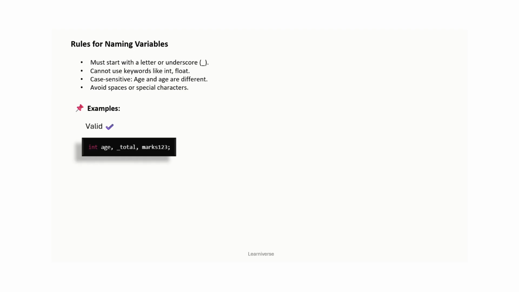And also let's understand the rules for naming variables. What are the rules that are there as part of the C standard? When naming variables, always start with a letter or an underscore. Avoid keywords like int or float. Be case sensitive, and also avoid spaces or special characters. So this is an example. This is a valid naming convention, and this is an invalid naming convention.